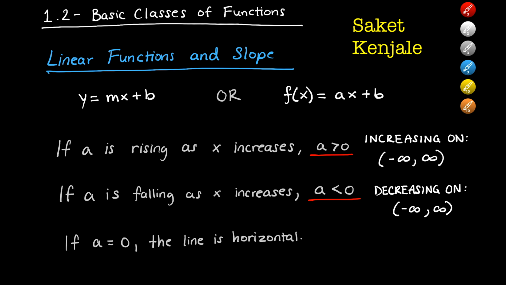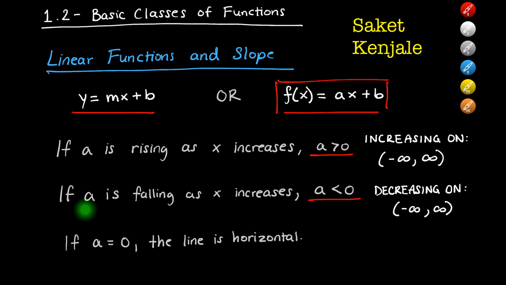So I hope you guys have all seen the y equals mx plus b function. In today's video, we're going to be writing it as f of x is equal to ax plus b. Some things to note here: if a is rising as x increases, as x is getting bigger, then a is greater than 0, which means it's increasing on the interval negative infinity to infinity.